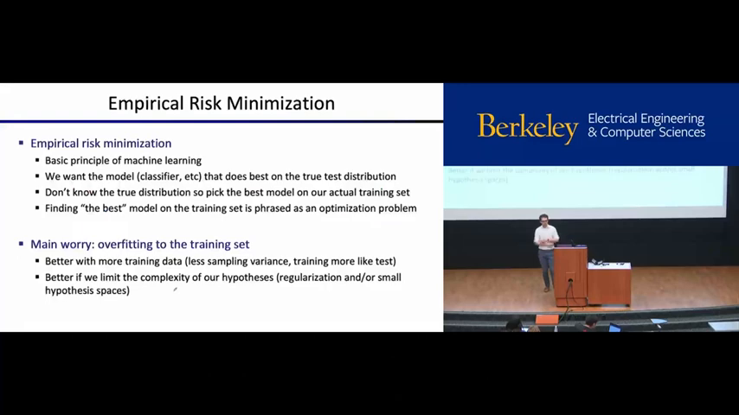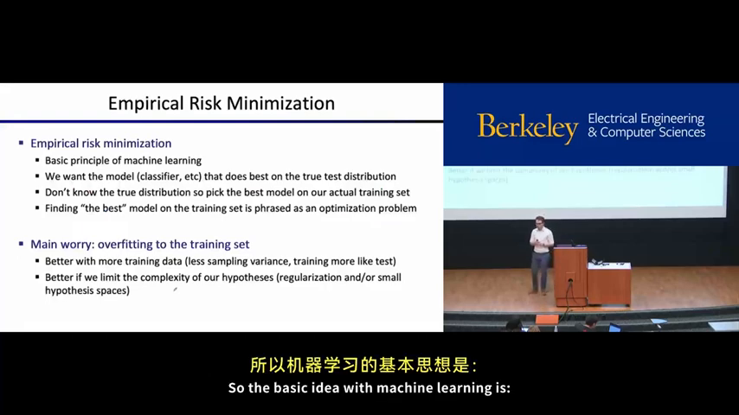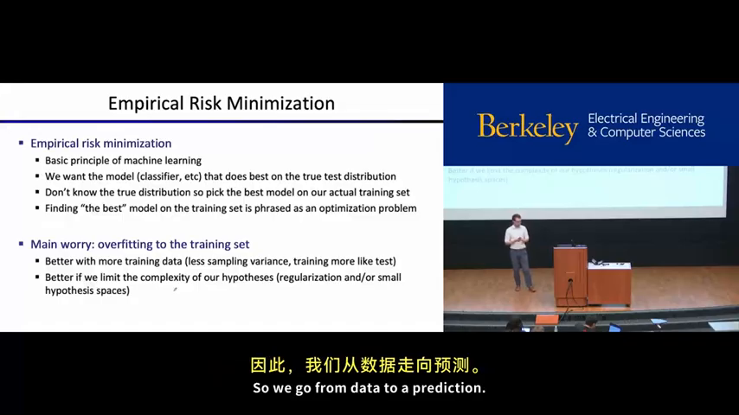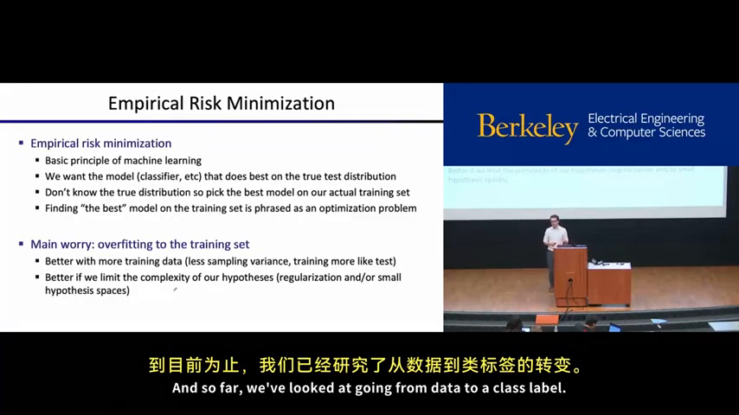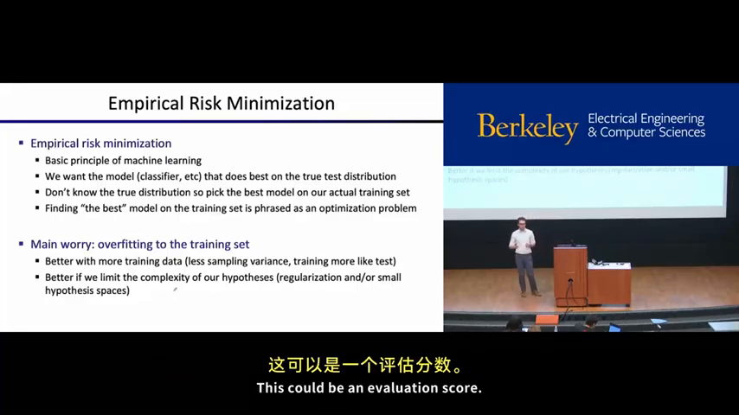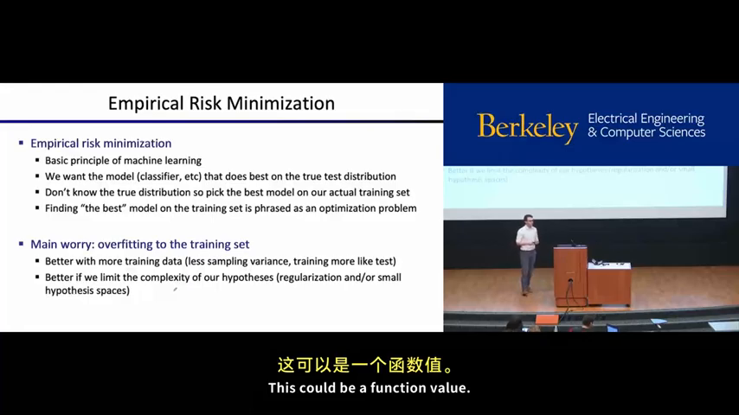Okay. So the basic idea with machine learning is we're trying to predict something given some data, okay? So we go from data to a prediction. And so far we've looked at going from data to a class label. And another thing that we might do is go from data to a real number. This could be like an evaluation score. This could be like a function value.